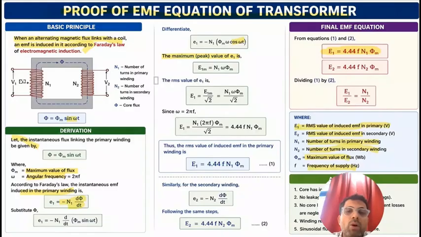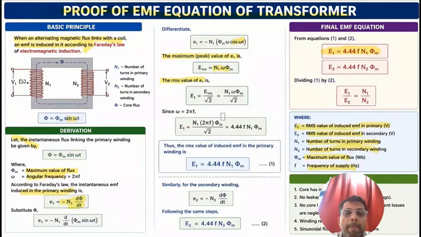Now, how to calculate the RMS value? E1 equals E1m, the maximum peak value, divided by root 2. And the maximum peak value is N1 omega phi m. Understood?